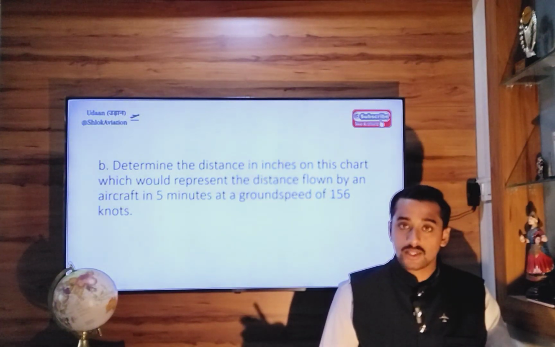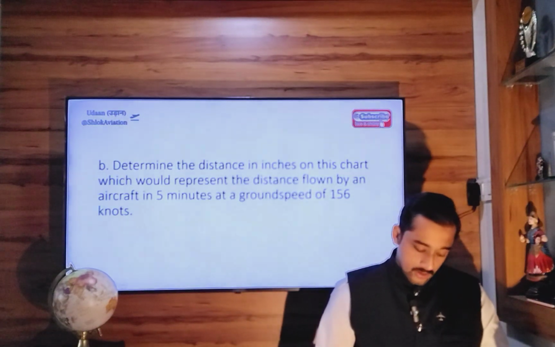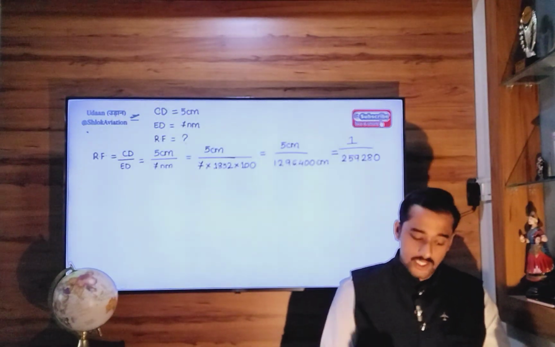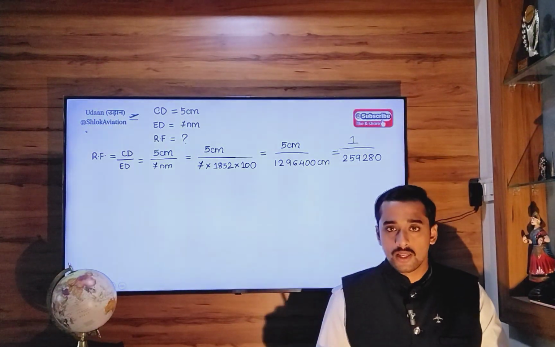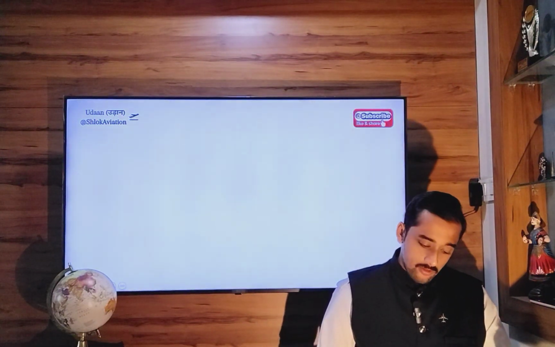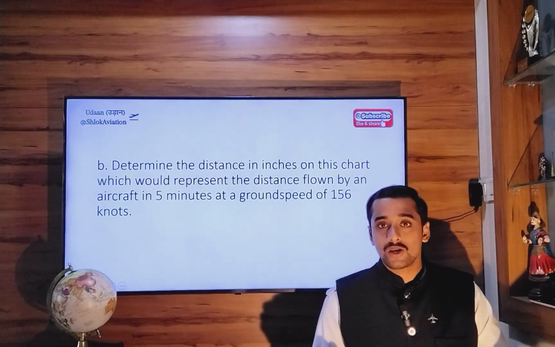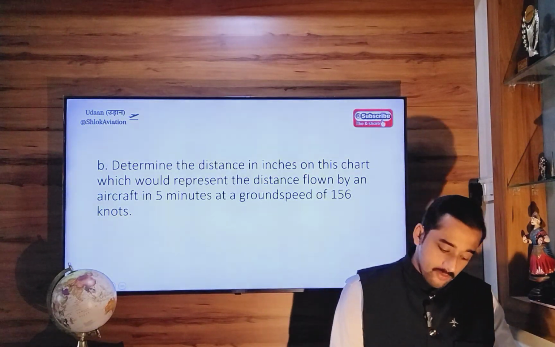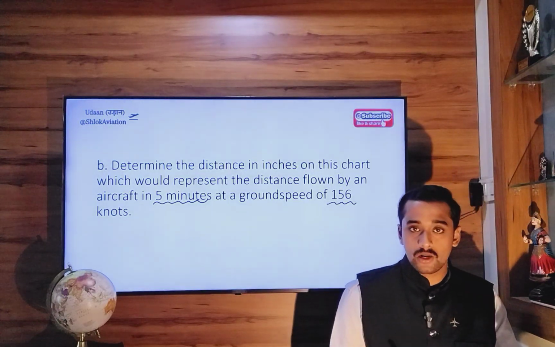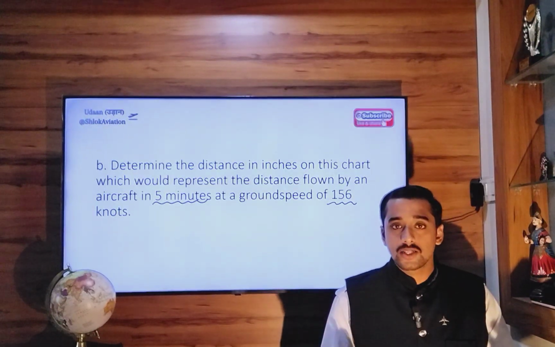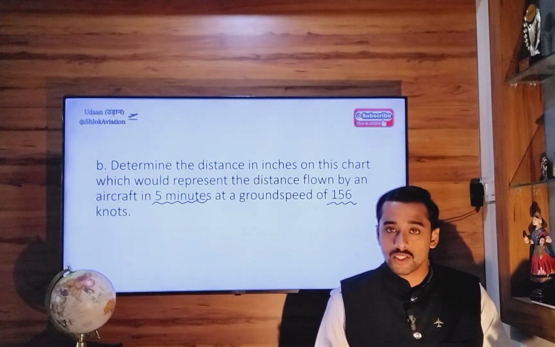Bravo. Determine the distance in inches on this chart, which would represent the distance flown by aircraft in 5 minutes at a speed of 156 knots. So here we have to use the same scale that we have found in this particular sub question, that is 1 divided by 2,60,000, let's say. And with this scale, we have to find chart distance in inches. Earth distance is not given to us directly, but we have been given time and speed. We know that earth distance equals speed into time. So we will derive that value from these two elements.